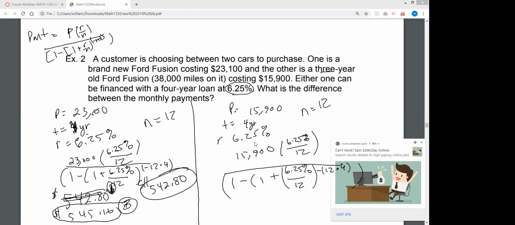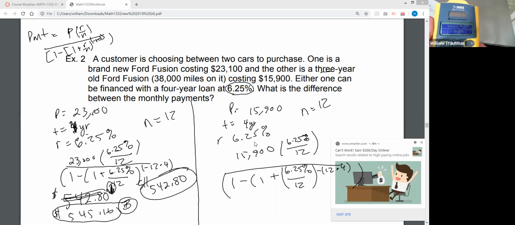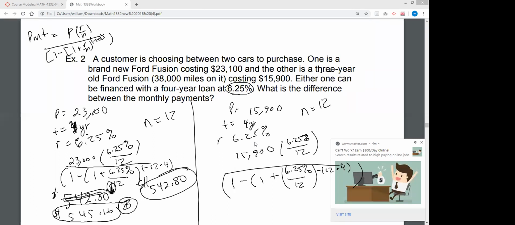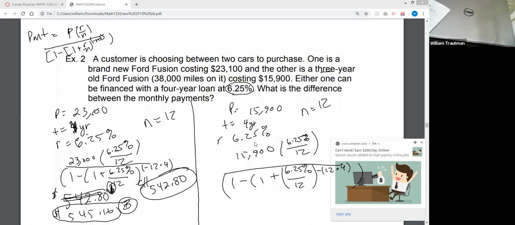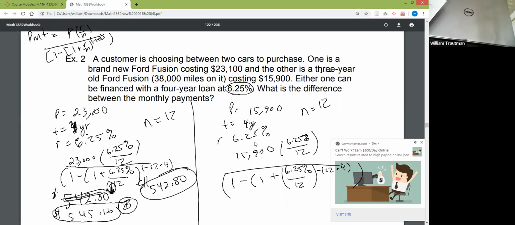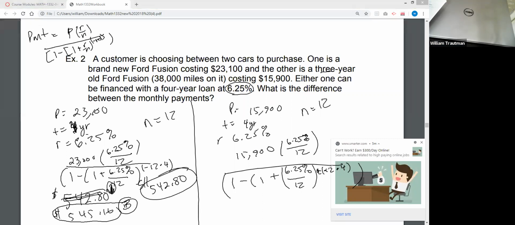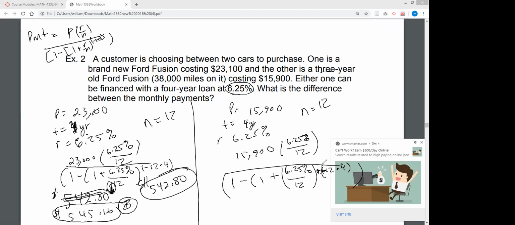Doing something wrong, bro. Now look, 1 plus 6.25 over 12. It doesn't show the power, but the power is negative 12 times 4, which is negative 48. So check your power. Is your power in parentheses? This negative should actually be inside the parentheses. No, I just did it a third time following your exact same equation, and I still got 545.16.